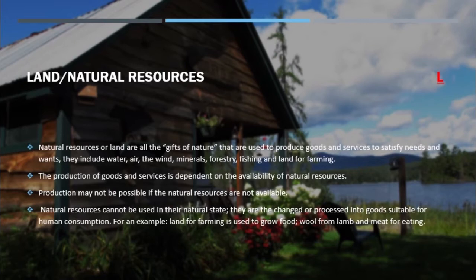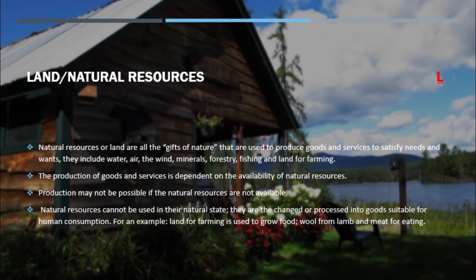And then production may not be possible if these natural resources were not available. So yeah, natural resources cannot be used in their natural state. They need to be changed or processed into goods suitable for human consumption.